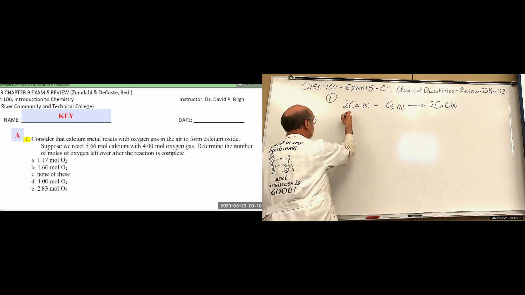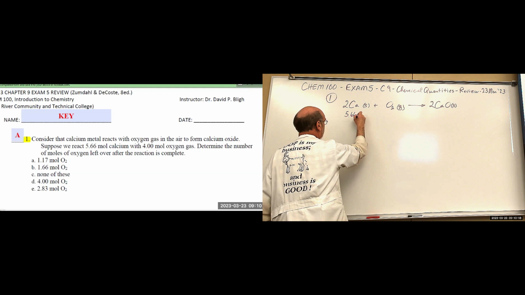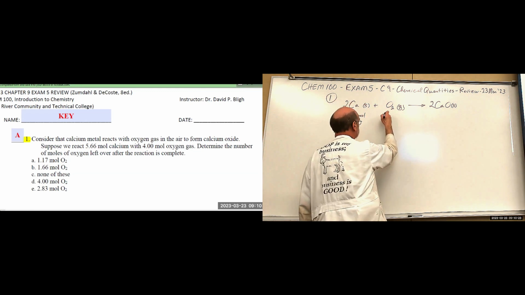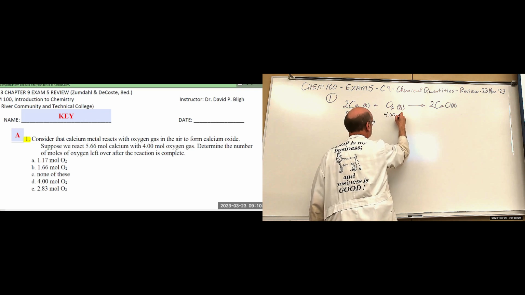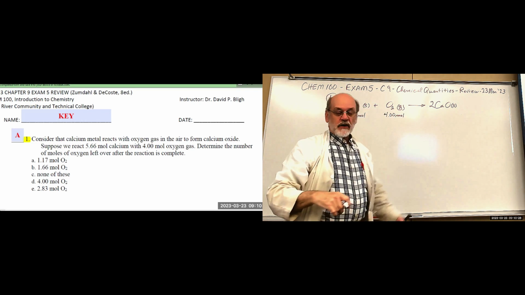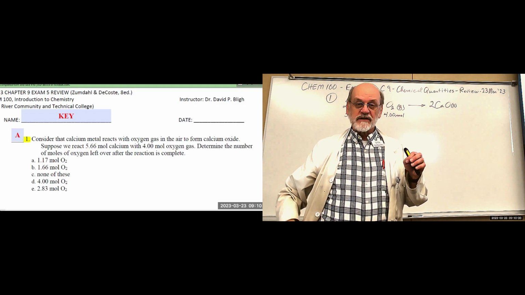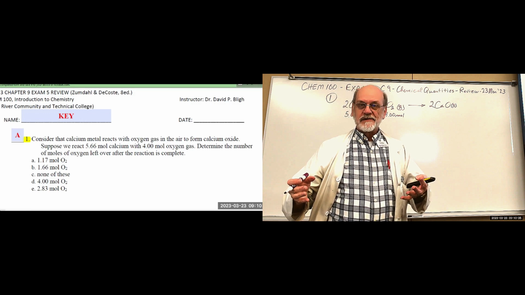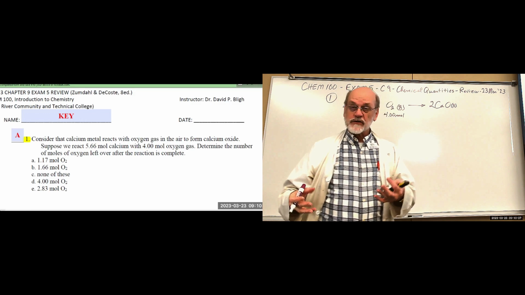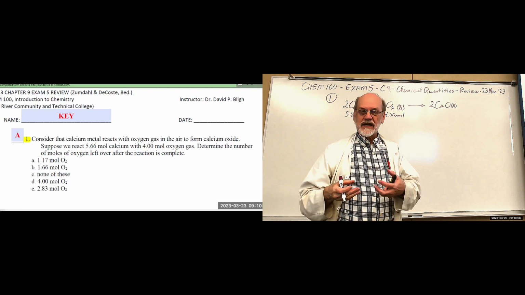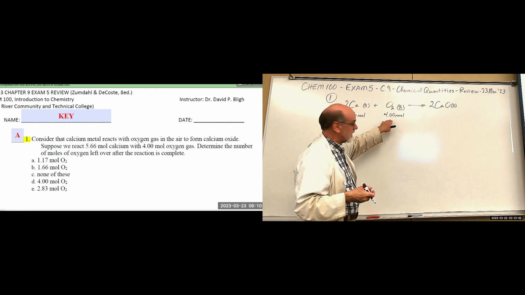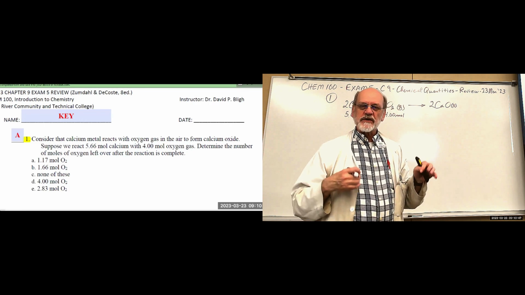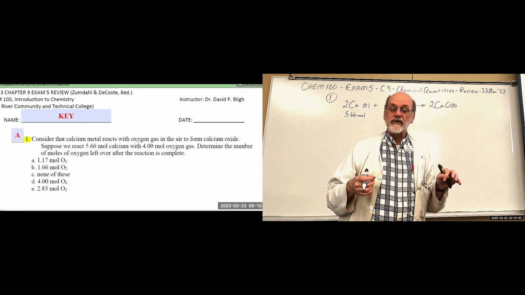Now let's look at the problem and see what it gives us. 5.66 moles of calcium. All right. And 4 moles of oxygen. So you may assume that this calcium reaction is not occurring in open atmosphere, right? Some air has been introduced into a vessel where the calcium resides, and this is all the oxygen you have available in the air that's been introduced. So determine the number of moles of oxygen left over after the reaction is complete.